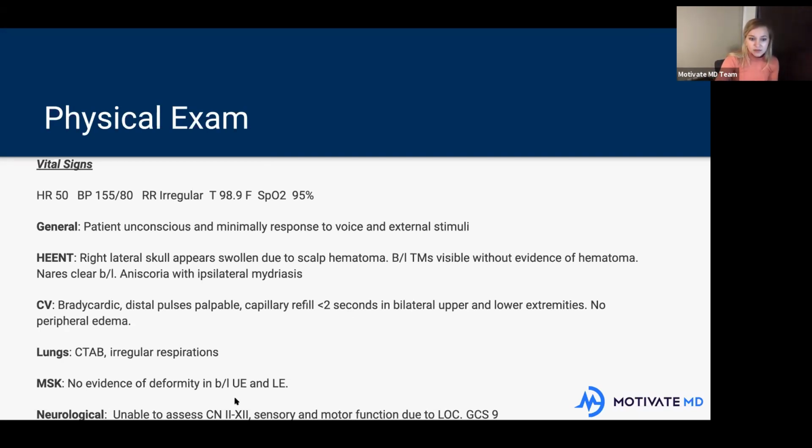And then also, we're unable to assess sensory and motor function due to loss of consciousness, which is too bad because, again, those can be clues as to where in the brain there could be localized trauma.